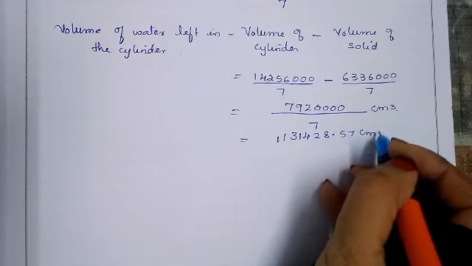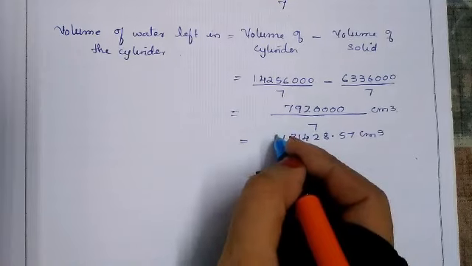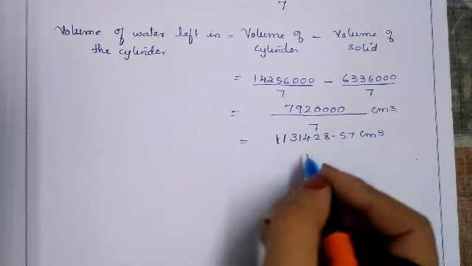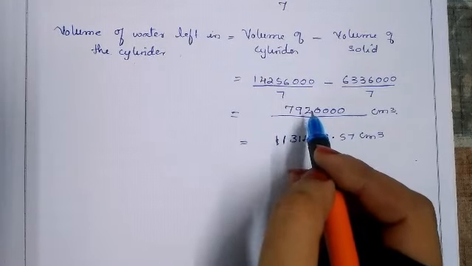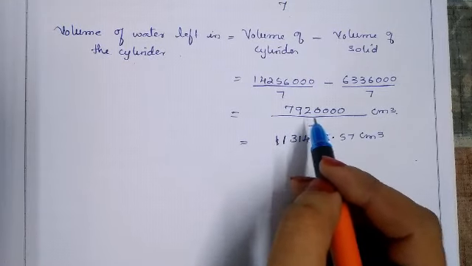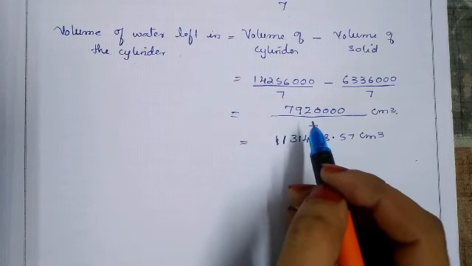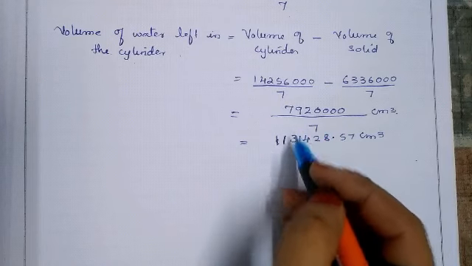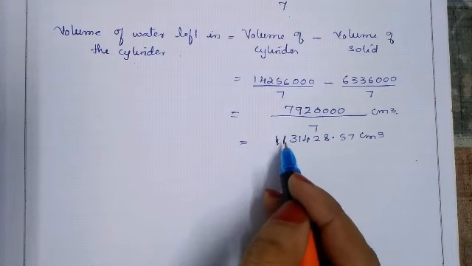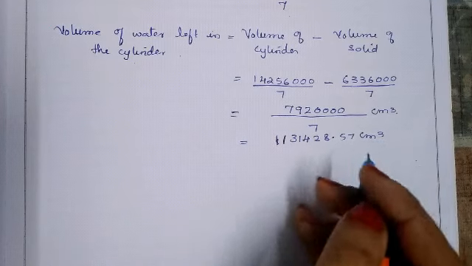Because you people are grown-up students of 10th standard, I am teaching 10th standard maths, so you know how to divide and all. So I am not wasting time in showing division and all. If you don't know the division and multiplication, you can watch my previous video where I have taught clearly multiplication and division. So if we divide this, we are going to get 1131428.57 centimeter cube.